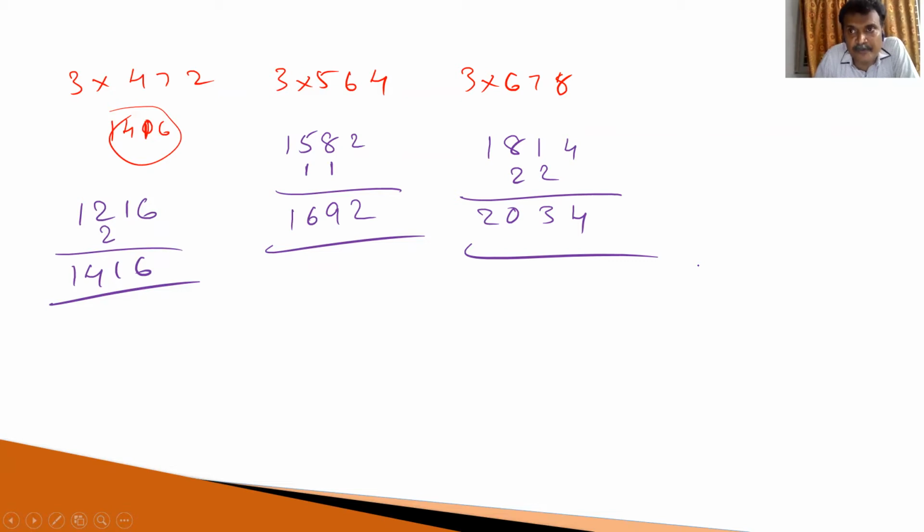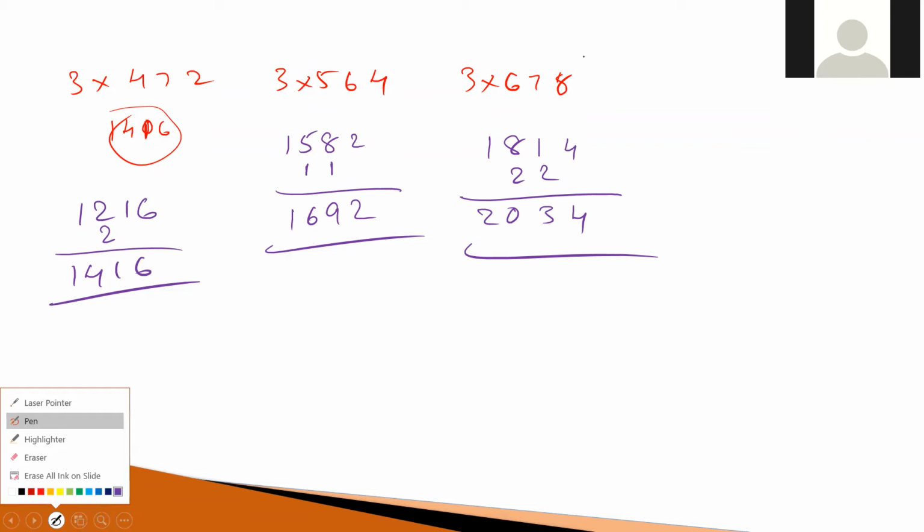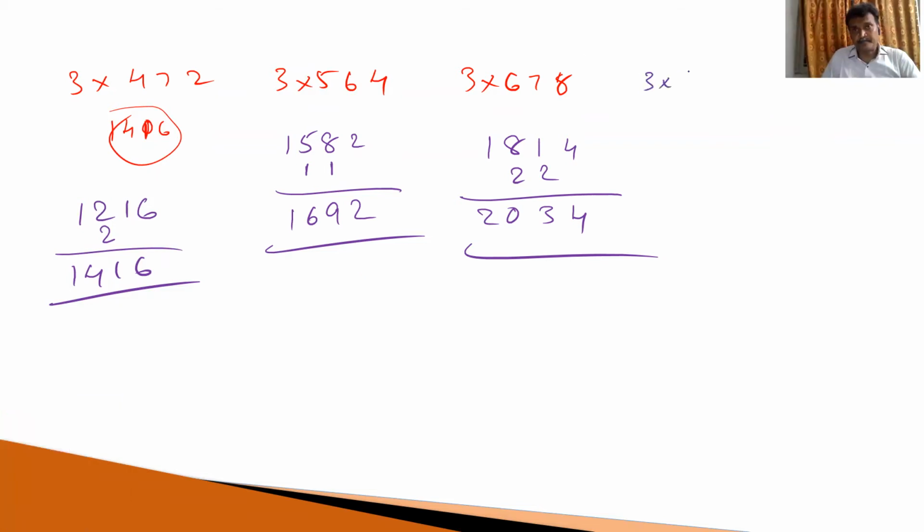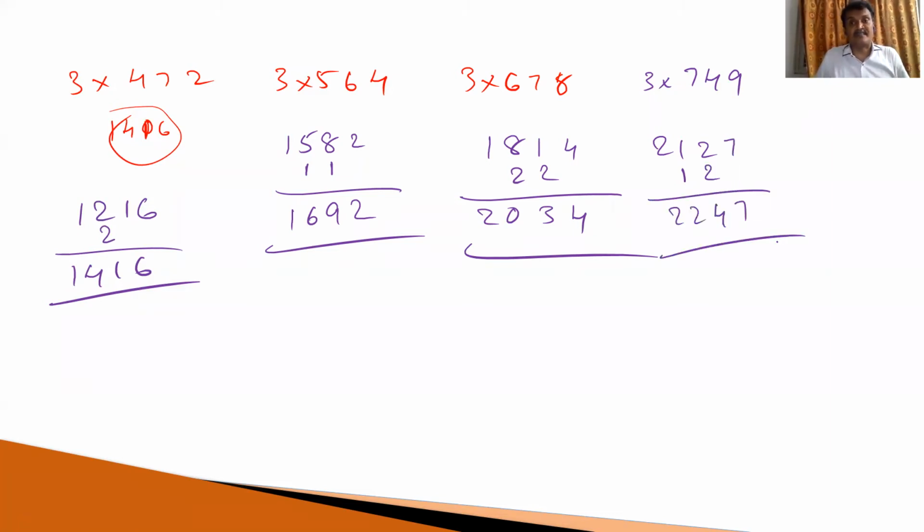Is it clear, all of you? Next. Yes, sir. 3 749 times is equal to how much? 3 7 times 21, 2100. 3 4 times 12. So 2 is in the tens place and 1 is in the hundreds place. And 3 9 times 27, 7 is in the unit place and 2 is in the tens place. 2247 is the answer.